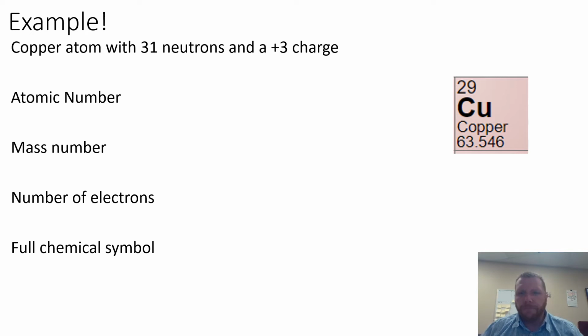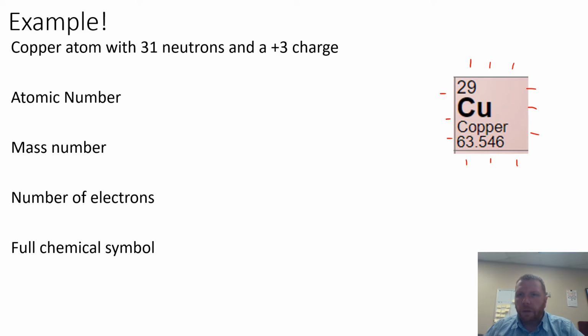Alright, so the first thing that I wanted to get after was an example problem. This is very similar to the first problem that you saw in your 1.1 assessment. This question presents a copper atom with 31 neutrons and a +3 charge. What I want to draw your attention to is this right here that I'm highlighting in red. This symbol is from the periodic table. This is just a screen capture from the periodic table, and I want to draw your attention to some of the numbers on it.